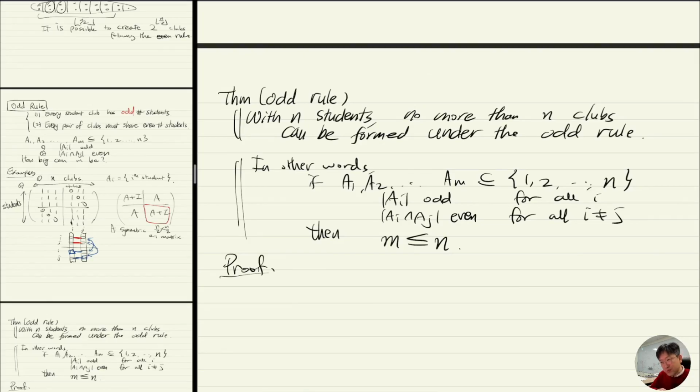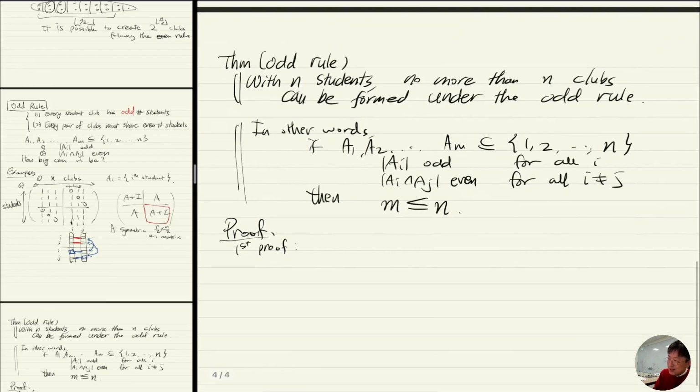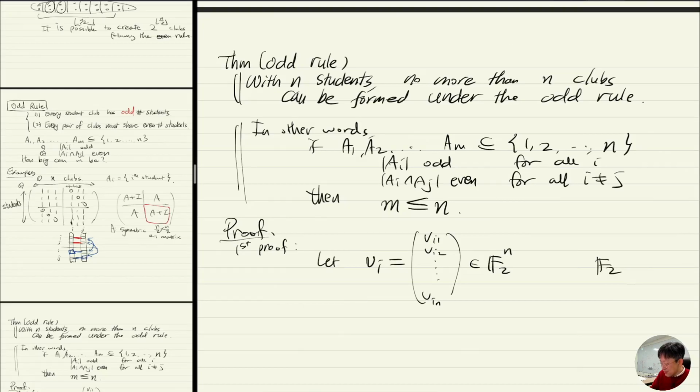So I'm going to show you two proofs. Both proofs will have applications to other combinatorial problems. So, the first proof: how do I do it? I will construct vectors vi1, vi2, ..., vin. These are vectors in the n-dimensional vector space over the binary field. F2 is the field with two elements, 0 and 1, so 1 plus 1 is 0.